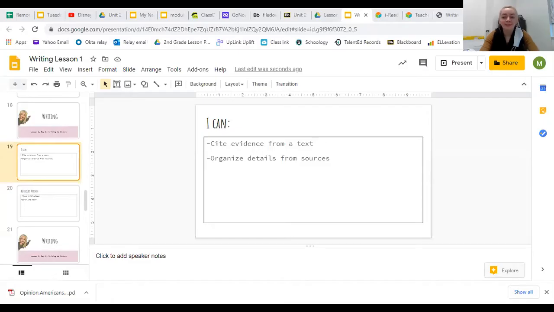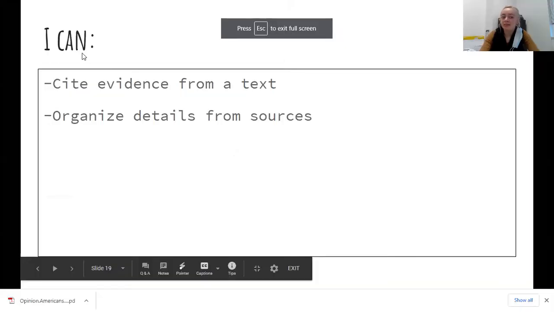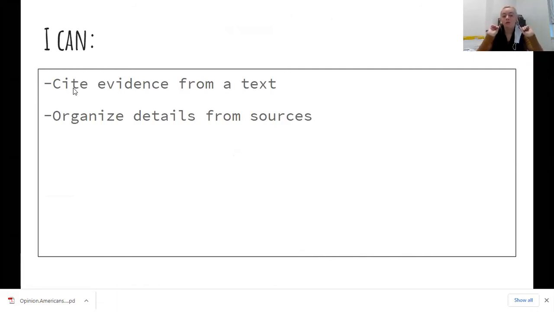You can say it with me. I can cite evidence from a text. Cite is a big scholarly word for like find and be able to tell where I got it. So if I cite something, I found information and I'm able to tell you where I found it. So we're citing evidence from a text, and we are also going to work on organizing details from sources. So our sources will be the two texts that we've read the past couple days. And today we're going to work on filling out a chart that helps us organize some of the details about what we've learned.